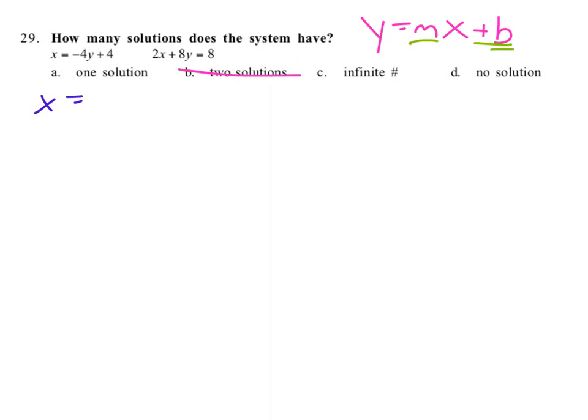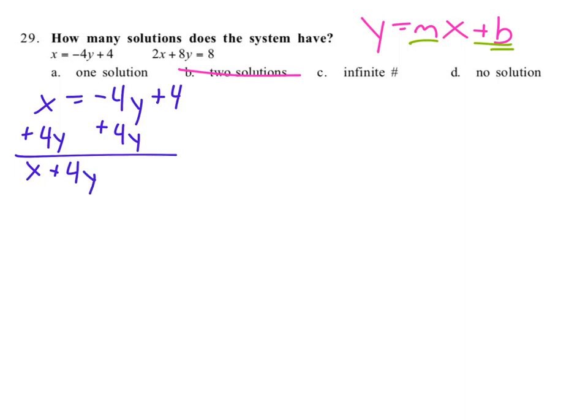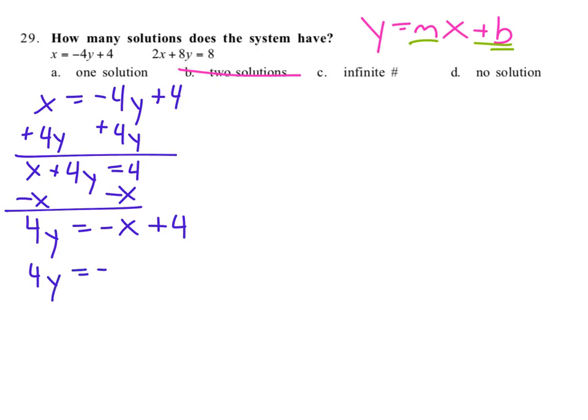So let's rewrite this first equation, x equals negative 4y plus 4. And the way that I'm going to rewrite it is I'm going to put the y's on the left-hand side. So we get x plus 4y equals 4. And then I'm going to subtract the x away from both sides. And we get 4y equals negative x plus 4. The last thing I want to do, because remember we wanted to just say y equals, not 4y equals, is to take every term and divide by the same number. Okay?